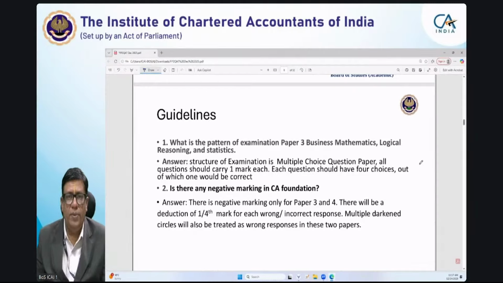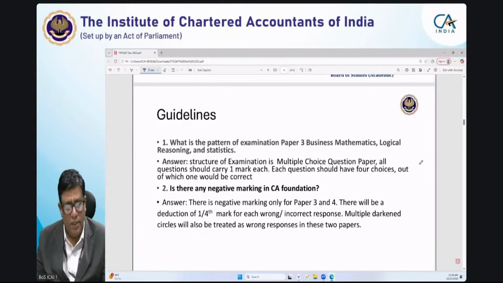What is the pattern of the examination has already been discussed in the initial section, at the beginning. This is a pattern of an MCQ based exam. Paper 3, business mathematics, logical reasoning and statistics, is a 100 marks objective kind of paper, where each question carries 1 mark and has 4 choices, out of which one is the correct answer. Yes, there is negative marking in the CA Foundation paper 3 and paper 4. For each wrong answer there will be a deduction of 1/4.